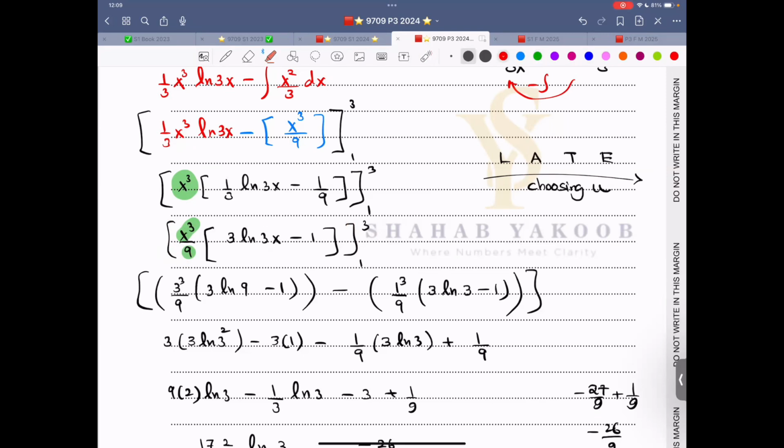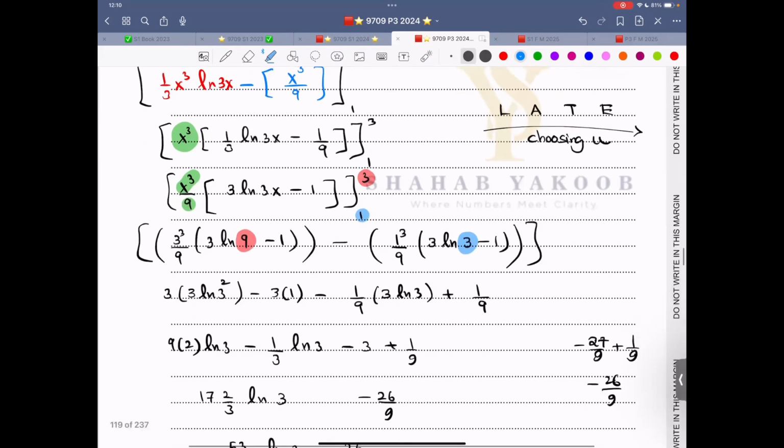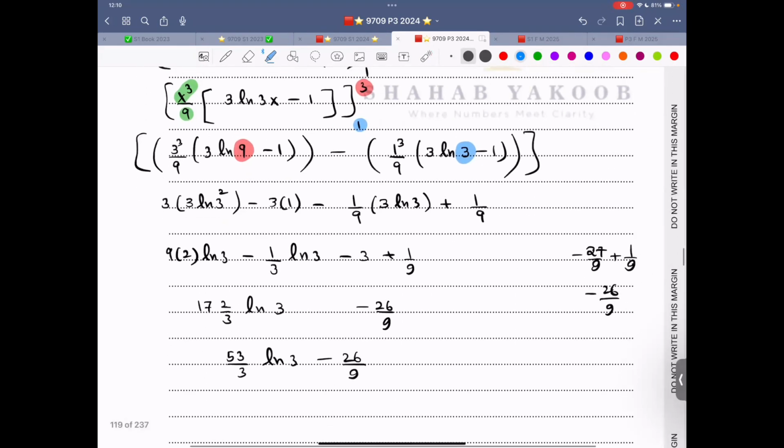So now, first of all, the upper limit is 3. So 3 into 3x, that is 9. And the lower limit is 1, that is 3 into 1 is 3. And the rest of the thing, you can have a good look at it. So this is 3 cubed over 9, 27 over 9, that is 3. 9 can be written as 3 squared. So let me write over here, 9 is written as 3 squared.